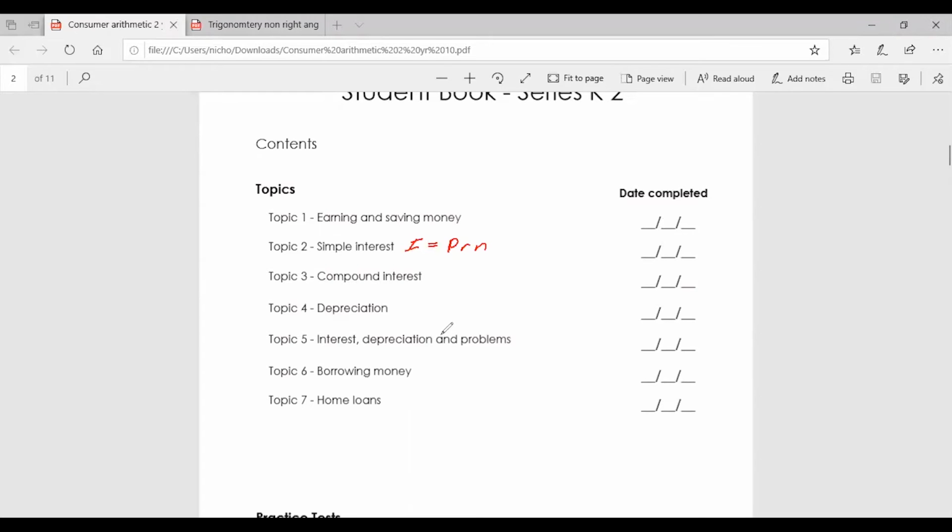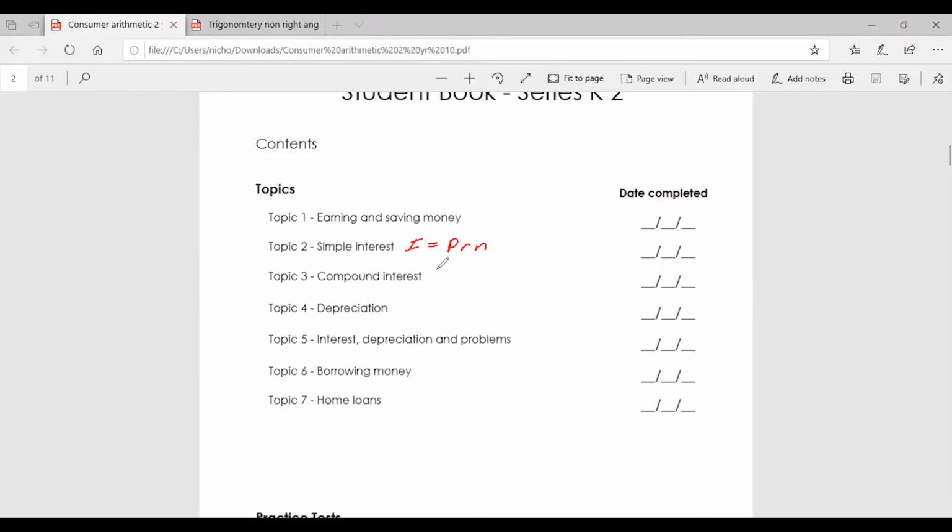And what can you tell me about R and N? What's important about those two? That they're the same time period. So if one of them's in months, the other has to be in months. Yeah, perfect.